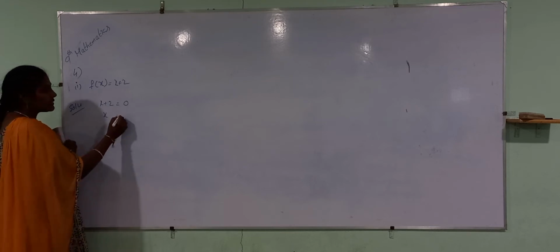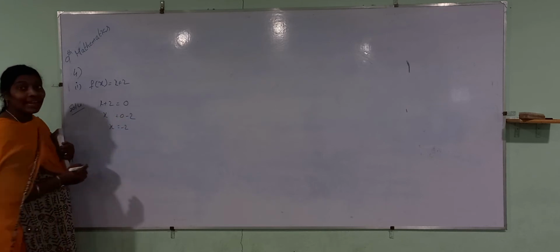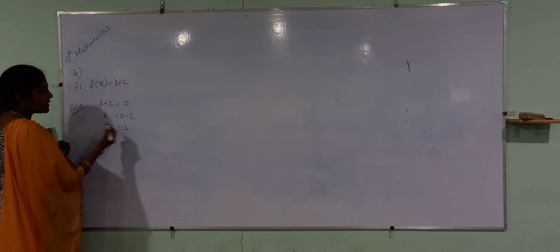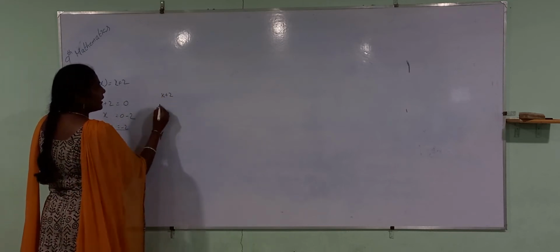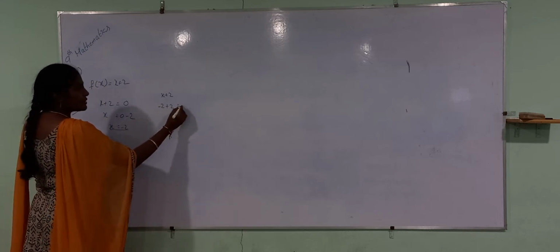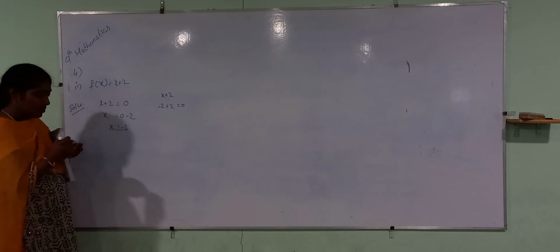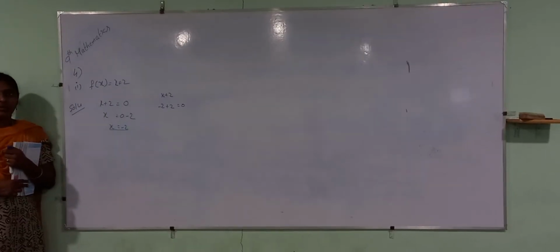If 2 goes to the other side, it becomes negative, right? 0 minus 2 is minus 2. So if the x value is minus 2, then we get 0. Check it here: place this value here, minus 2 plus 2. Did we get 0? So the x value is minus 2.